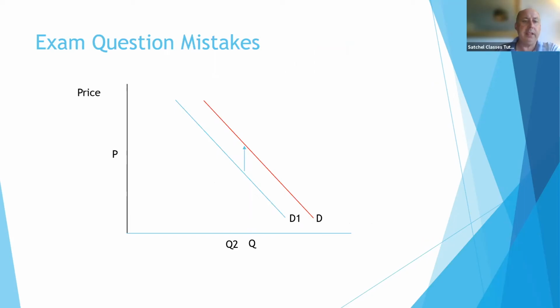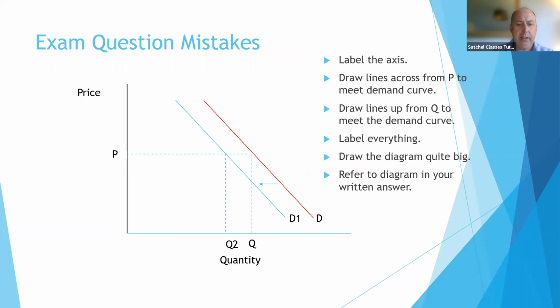So, mistakes in exams. Here we can see in a diagram that someone's put together that there are things missing. This commonly happens in exam questions where people miss out labels or miss out parts of the diagram. So if you want to pause the video, you can guess at what was missing here. So the answers that are missing here: quantity, the axis isn't labeled properly. The dotted lines drawn across from P to the demand curves were missing.